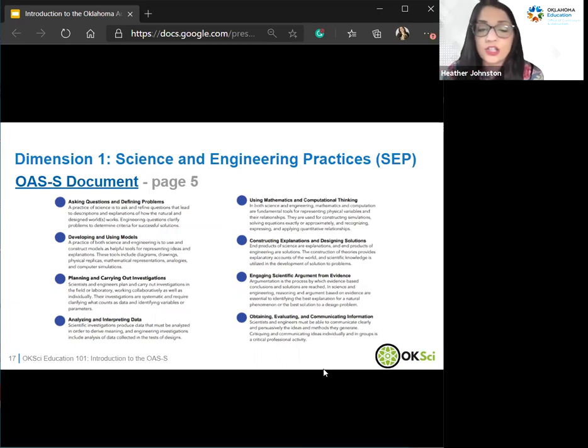Inside the standards document on page 5, there are a lot of introduction explanations for the standards. So if you're looking for general information about each of the practices, you will find that on page 5. And this is just a screenshot of that particular page. As you can see, each practice has a brief summary underneath of what is expected there.